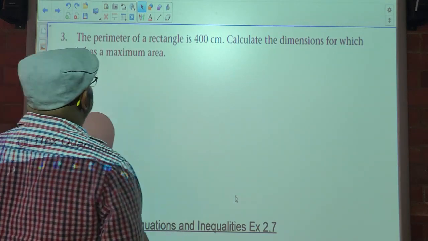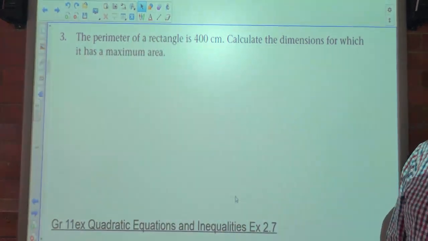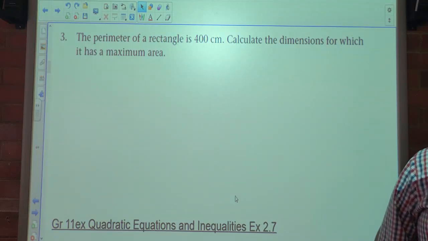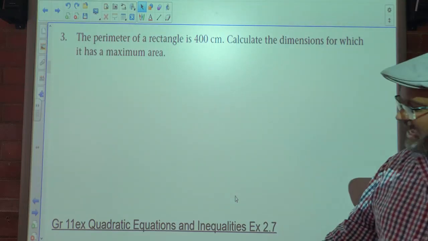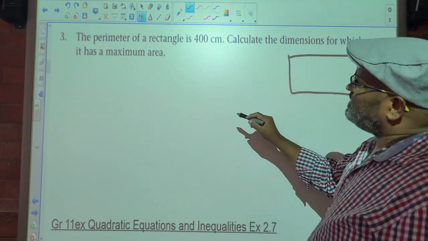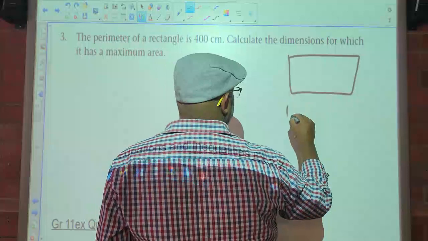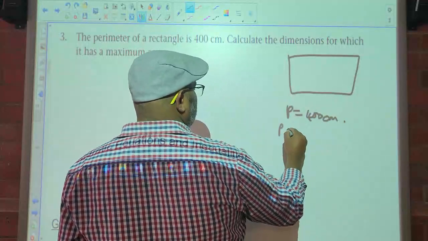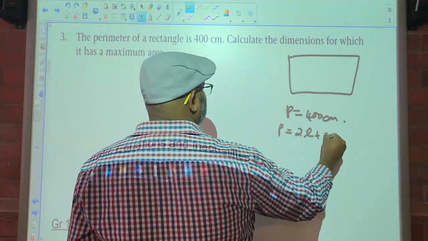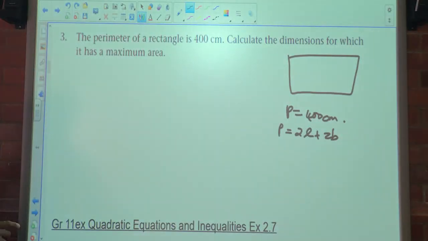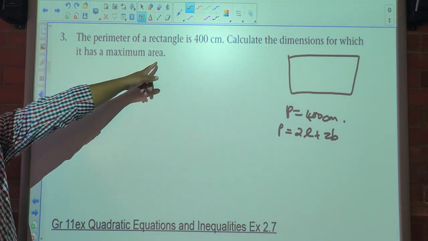Alright. People, the perimeter of the rectangle is 400 centimeters. So what do I do first? Draw, yes? A rectangle, nice. That's where we stop. We draw a rectangle. The perimeter of the rectangle is 400 centimeters. How do you calculate the perimeter? 2 length plus 2 breadth. So in other words, 2 length plus 2 breadth is 400. Okay, just keep that in mind. Calculate the dimensions for which it has a maximum area.